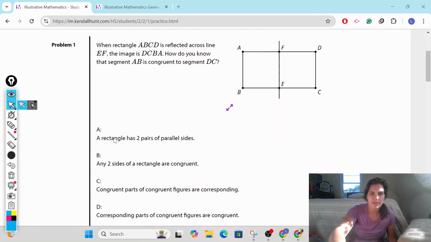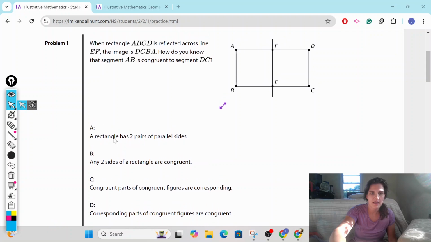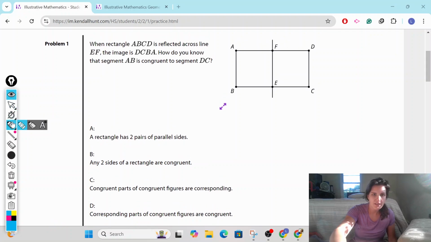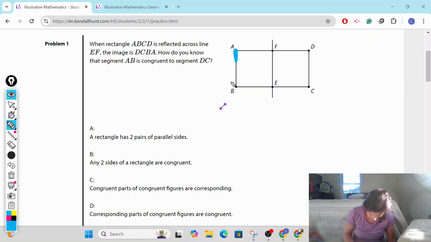When rectangle ABCD is reflected across line EF, the image is DCBA. So I have ABCD. Let's make my pen small. I always like to trace my figure so I know which one I'm talking about. Is reflected across line EF. Now remember, when you're reflecting across a line, especially one that's in the middle of the figure, what's happening is this side is flipping onto that side, and that side is flipping onto that side. So it's kind of like you're folding the image in half.